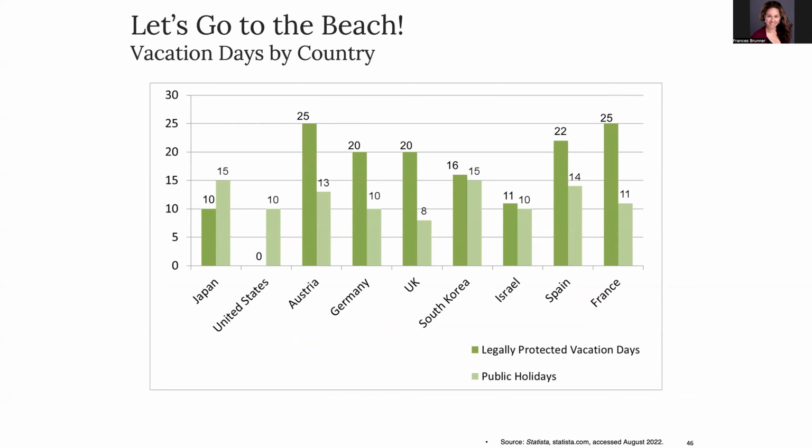In addition to pay, having available time off can be an important asset to your employees. The chart shows vacation days for some countries, including the United States. The dark green area are legally protected vacation days within that country, and the light green area are national public holidays. As you can see, the United States is the only country on the chart that has no legally protected vacation days, and we only have 10 public holidays guaranteed during the year.